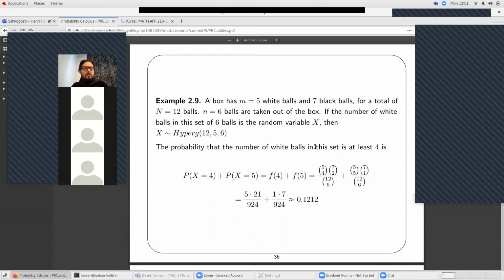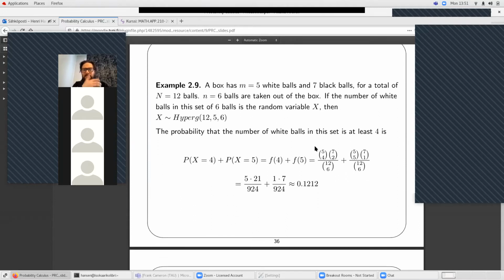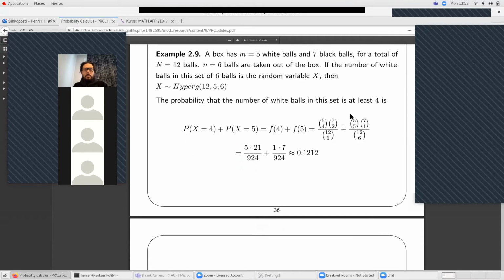There's one example with balls, 5 white balls, 7 black balls, a total of 12 balls. And this calculation results in, we pick 6, and we get the probabilities calculated here. What is the probability? Yes, at least 4, so 4 or 5 and so forth. All right.